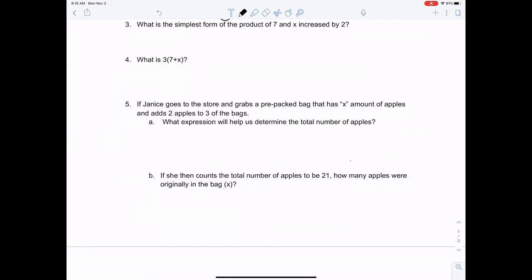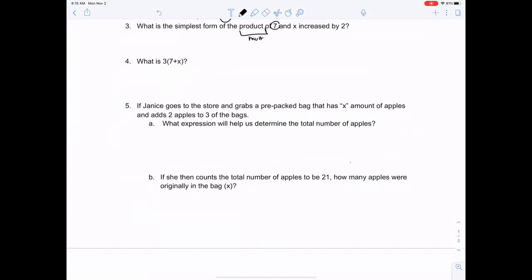Next, we're being asked, what is the simplest form of the product? Product tells me multiplication. But what am I multiplying? Well, I'm multiplying 7 and this, x increased by 2. So here I have one number, here I have a variable and a number. Because it's x increased by 2, it's x plus 2.